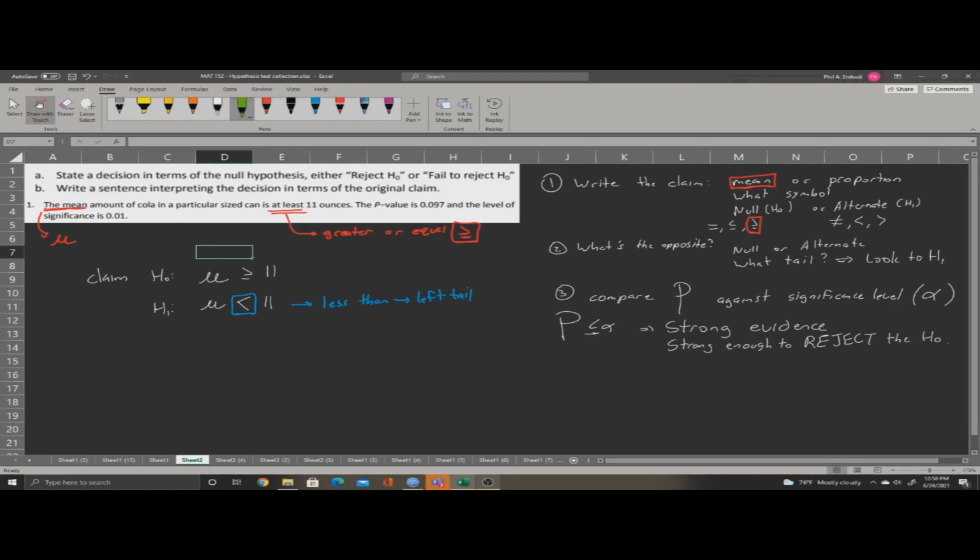Now, in this case, notice that the null hypothesis is also the claim. This means not only are we rejecting the null hypothesis, we are also rejecting the claim. This won't always be the case, but it will be in this one. And once again, to reiterate, we're rejecting the claim because we have strong enough evidence to say that it's false.